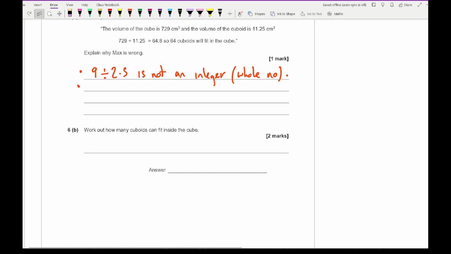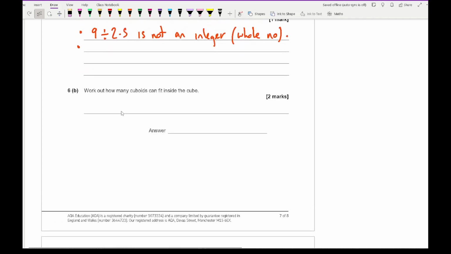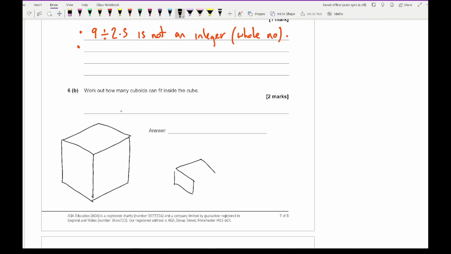Then for question 6b, it says work out how many cuboids can fit inside the cube. Now this one's a little bit tricky because it's not quite as obvious. So if I just do a little sketch of the cuboid, of the cube rather, and let's just get the dimensions of the cuboid. So again, we've got 2.5, 3 and 1.5, and all these units are in centimeters. So what we'll do is just see how many we can actually fit in.